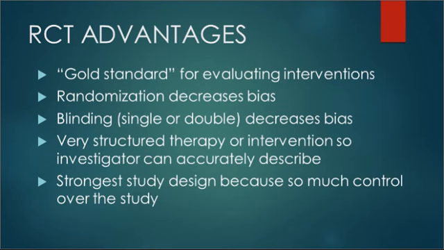So the good thing about a clinical trial is that it's the gold standard for evaluating different types of treatments. Randomization can decrease bias, as can blinding. And when we look at clinical trials, we usually see very structured therapies so that the investigator, the researcher, can fully describe very succinctly in the research article as to what happened to those patients. And because of all of this control, it's considered the strongest study design.